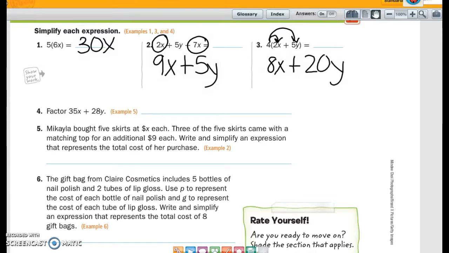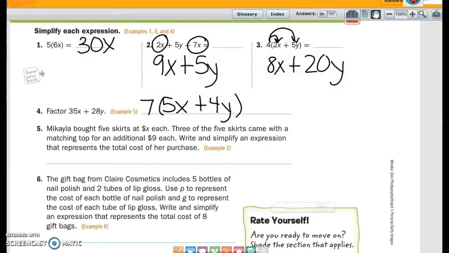On number 4, we're going to factor. So we're going to look at this and we're going to say 7 is the biggest number. So 7 goes on the outside. 7 times 5x is 35x. And 7 times 4y is 28y.